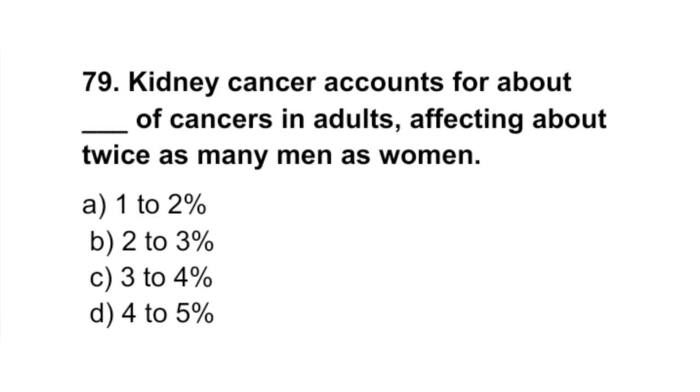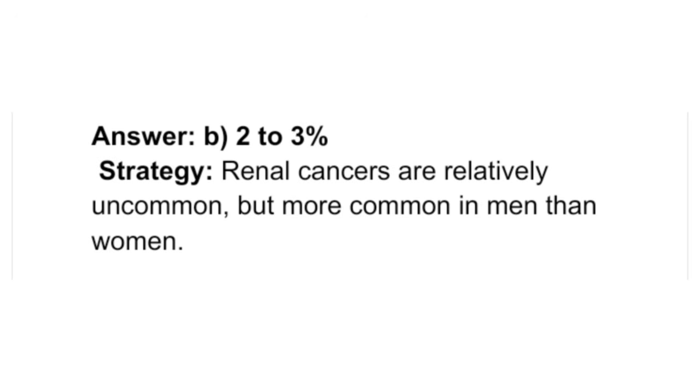79. Kidney cancer accounts for about blank of cancers in adults, affecting about twice as many men as women. A. 1 to 2%. B. 2 to 3%. C. 3 to 4%. D. 4 to 5%. Answer: B. 2 to 3%. Strategy: renal cancers are relatively uncommon, but more common in men than women.